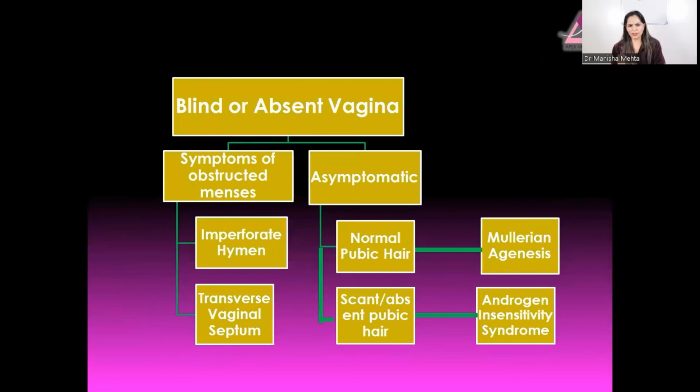Just to wind up in 1 minute, if there is a blind or absent vagina, what do we do? If it is an imperforate hymen, just do a septum or transvaginal procedure. If you see normal pubic hair, it's Mullerian agenesis. And if you see absent pubic hair and light areola, it is androgen insensitivity syndrome.